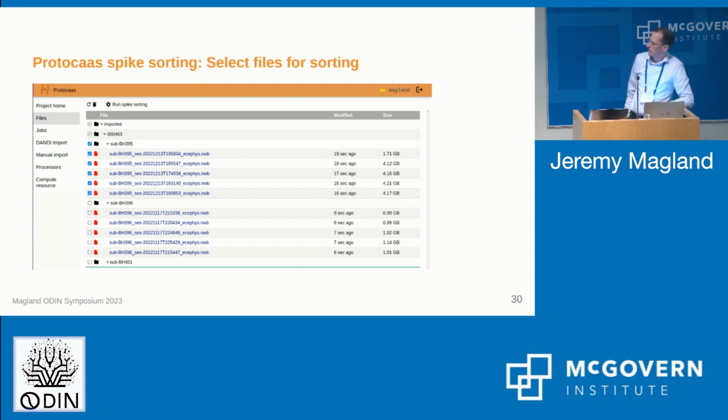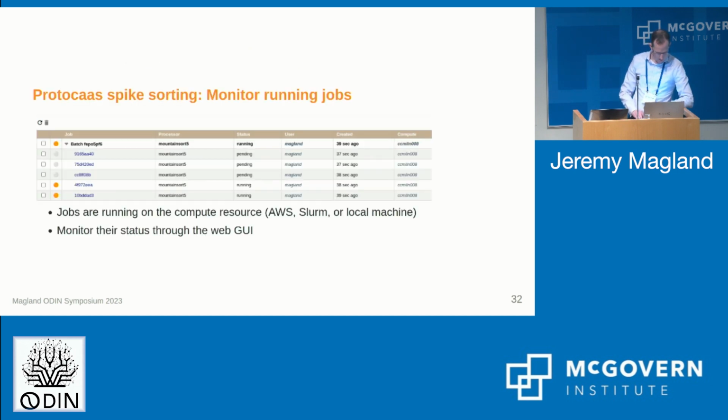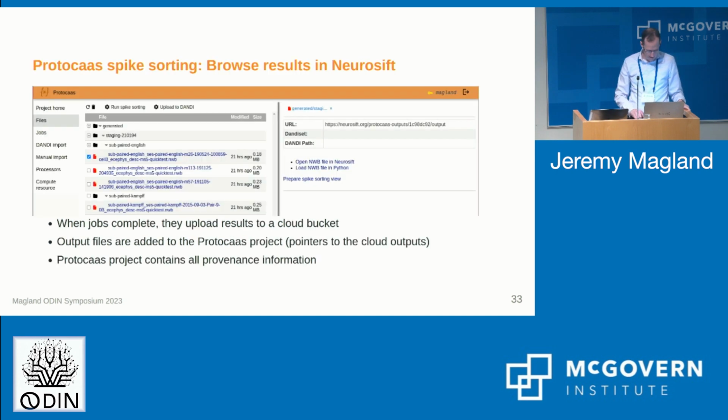For spike sorting, you then select the NWB files that you want to run spike sorting on. You select the spike sorter, for example Kilosort3, specify the different parameters, and run the spike sorting. You can monitor the progress of the jobs that are running. This could be on a Slurm cluster or a local machine. And once the spike sorting is complete, you get new files that have been added to the project.